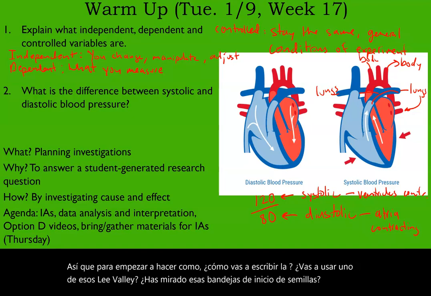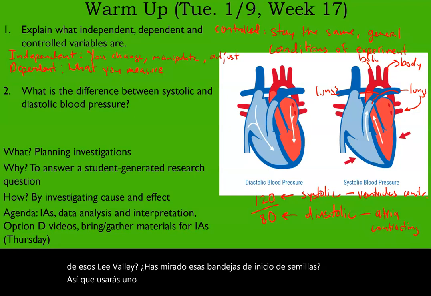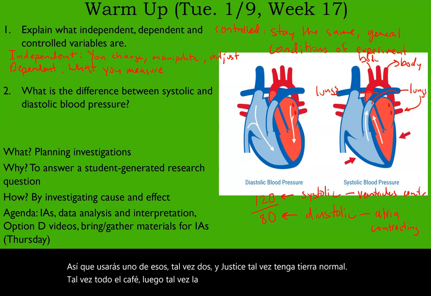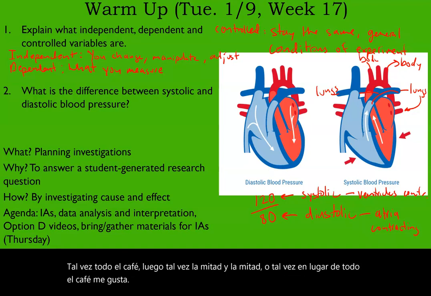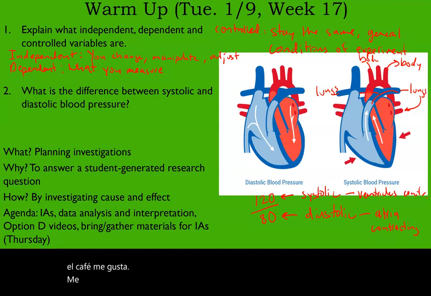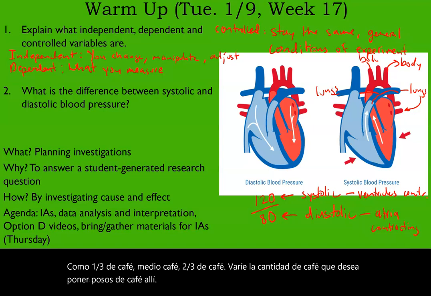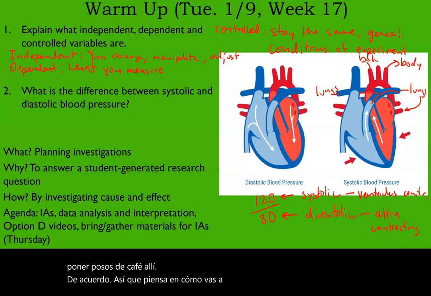So you'll use one of those, or maybe two, and just have maybe regular soil, maybe all coffee, and then maybe half and half. Or maybe instead of all coffee, do one-third coffee, half coffee, two-thirds coffee. Vary the amount of coffee. You're putting coffee grounds in there. Okay. So think about how you're going to measure that out and adjust it.